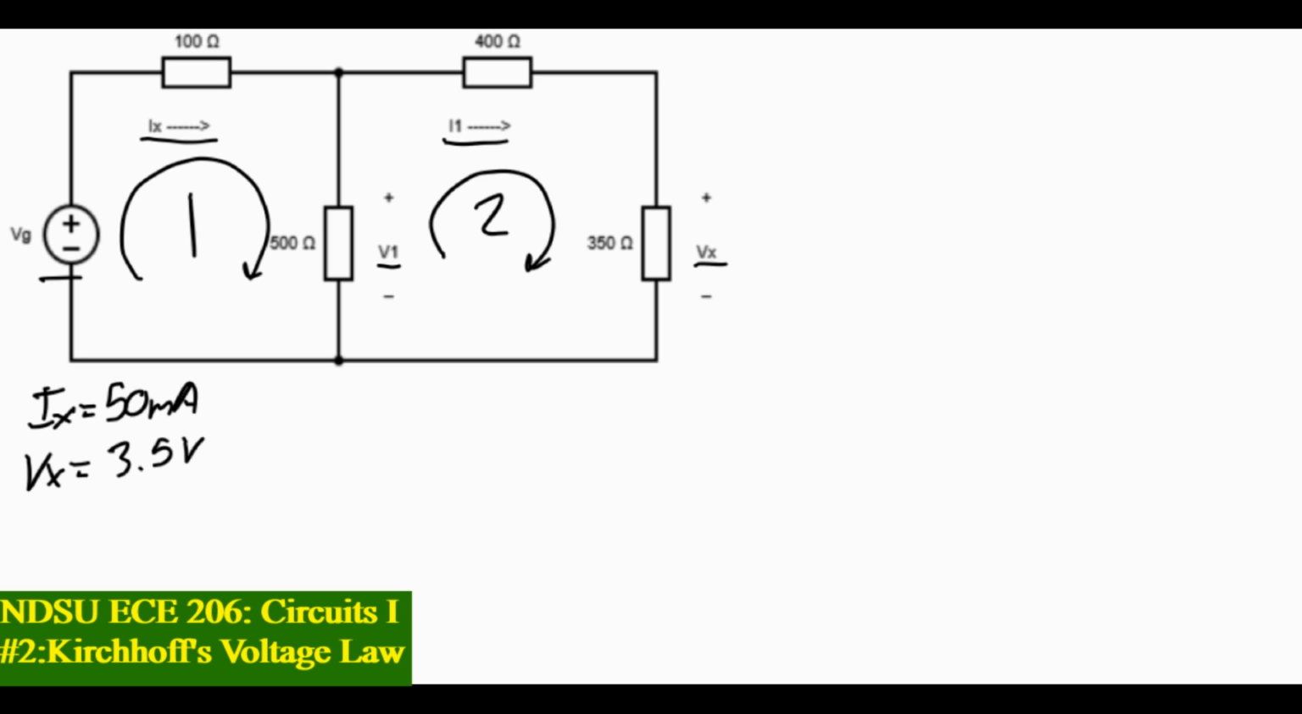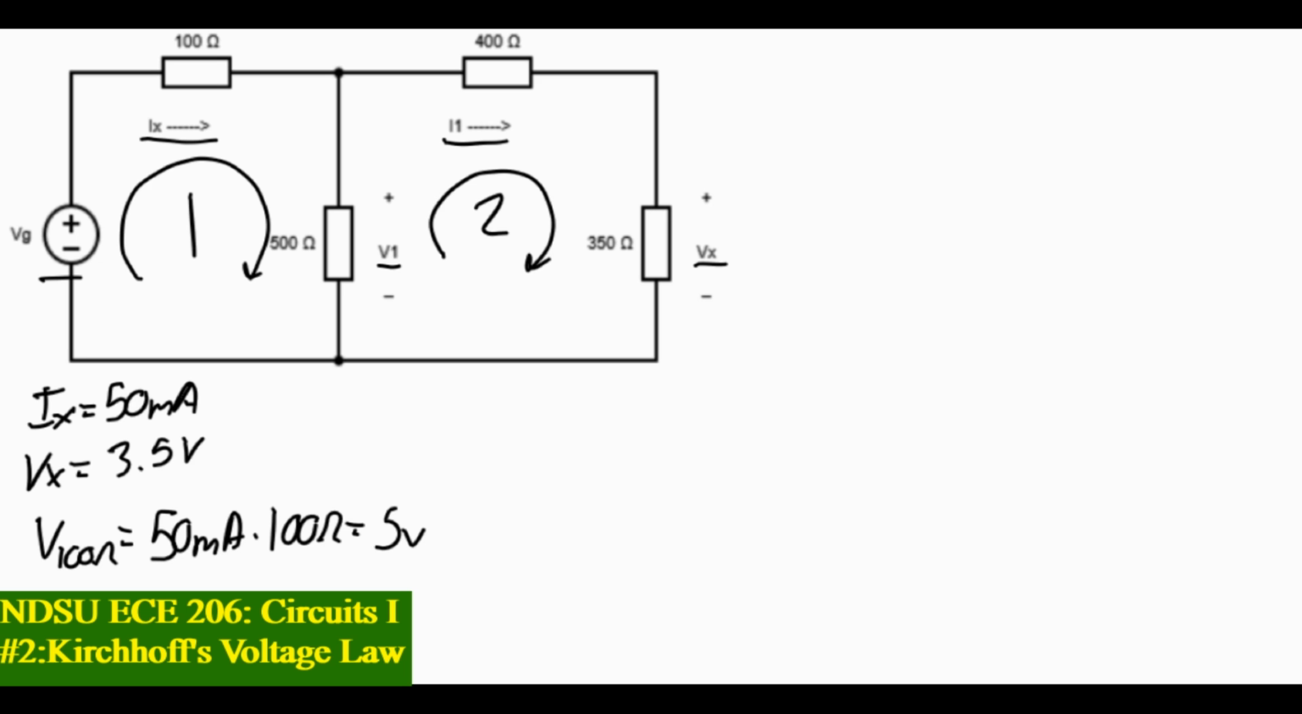So let's focus on loop 1 for right now. We don't know what VG is, and we don't know what V1 is, but we do know what Ix is. And from that knowledge, we can solve for what the voltage across that 100 ohm resistor is using Ohm's law. The voltage across that 100 ohm resistor is going to be Ix, which is 50 milliamps, times the resistance, which is 100 ohms. It's going to give us 5 volts.